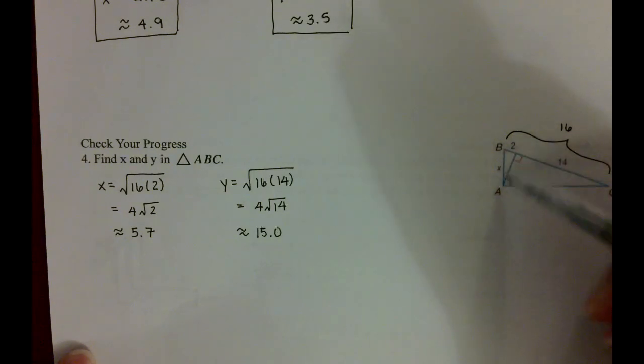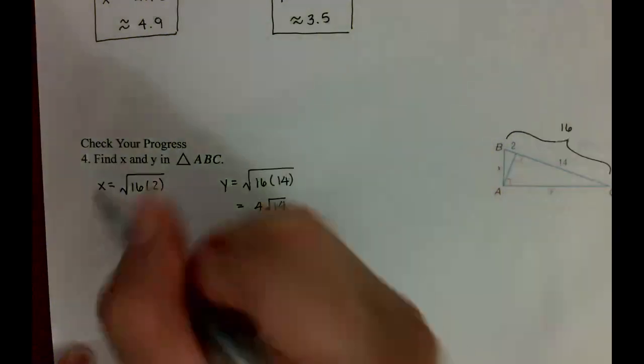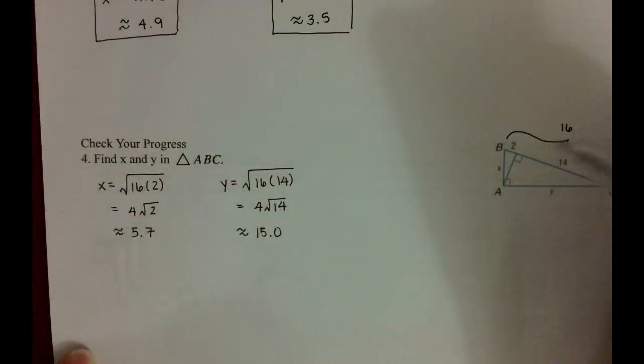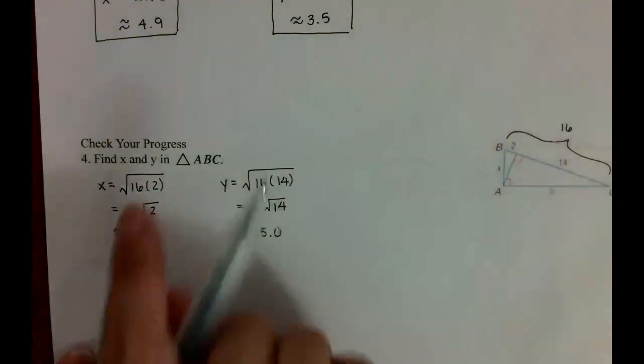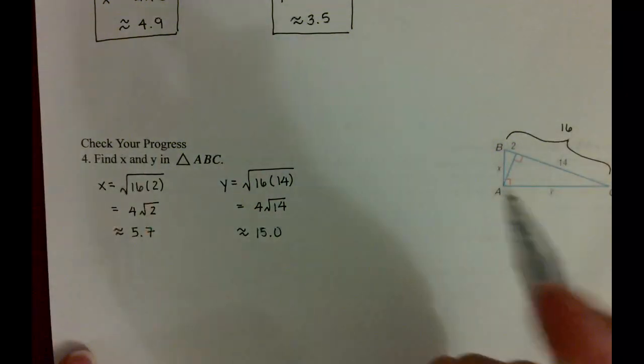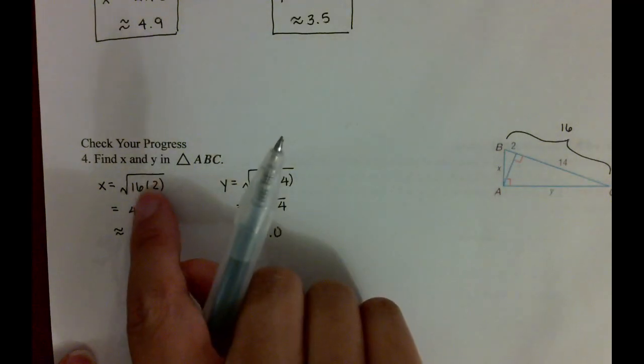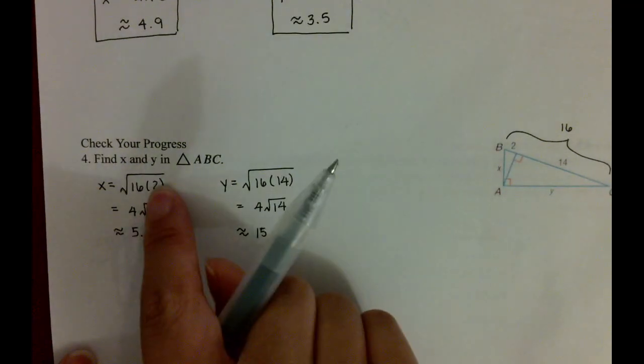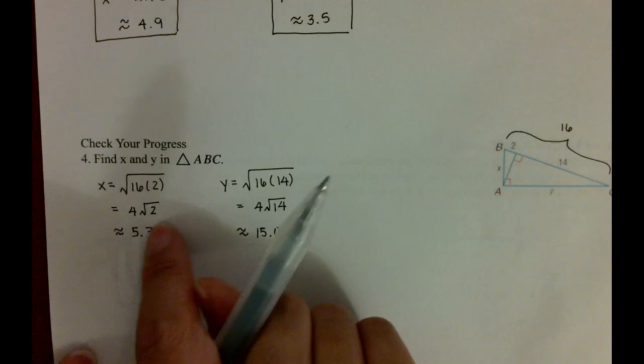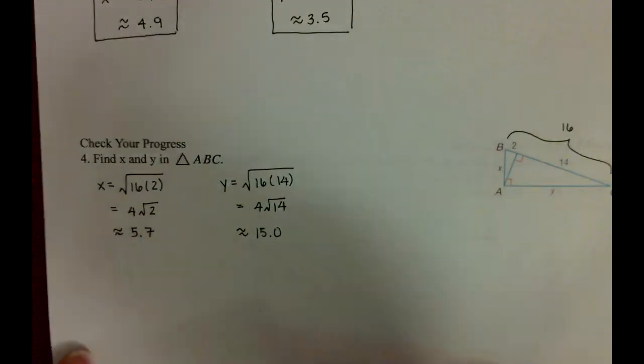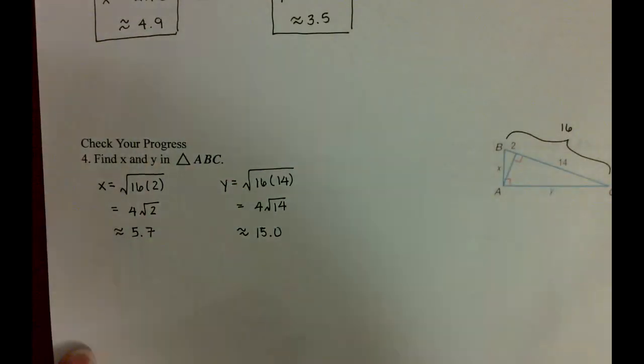Okay? So x here is going to be the geometric mean, so square root of the whole hypotenuse, 16, times the part of the hypotenuse that is adjacent to it, right? So that's why it's 2. I didn't have to multiply it because 16 is already a perfect square, so square root of 16 is 4, and then 2, not a perfect square, so it stays inside. And then I just typed it in my calculator, and it's approximately 5.7, okay?